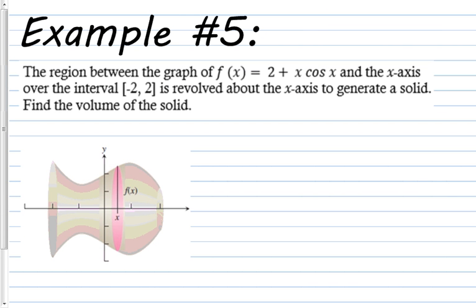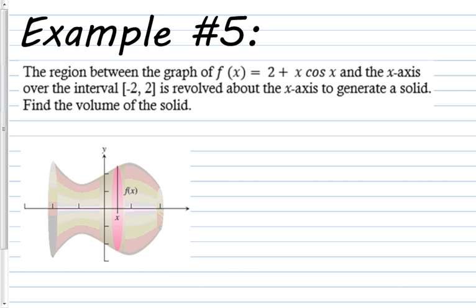Example 5. This is actually a little off topic, but I wanted to make sure that I did this. This is back to revolutions. The region between the graph of f of x equals 2 plus x cosine x and the x-axis over the interval -2 to 2 is revolved about the x-axis to generate a solid. Find the volume of the solid.